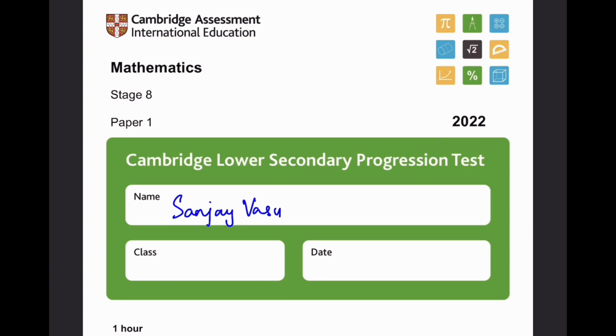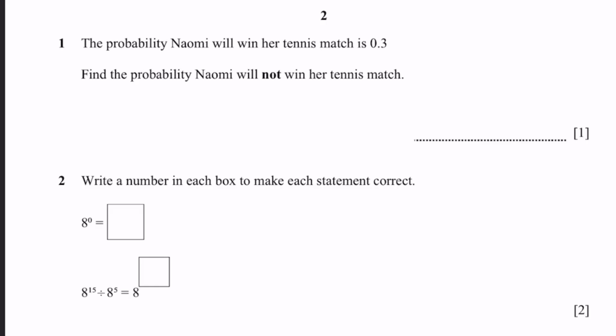Let's start. Question 1. The probability Naomi will win a tennis match is 0.3. Find the probability Naomi will not win. 1 minus 0.3, which is just 0.7.